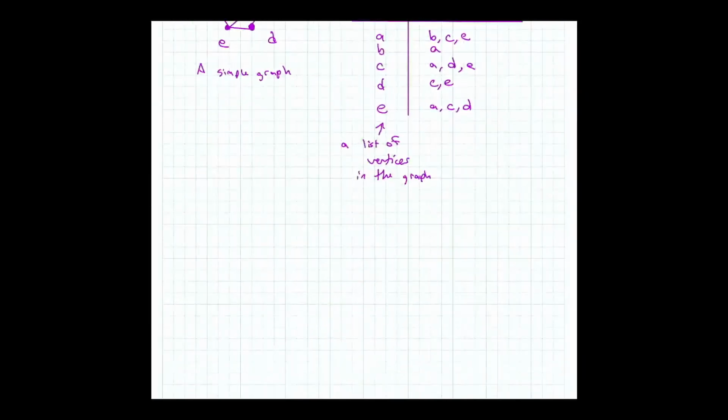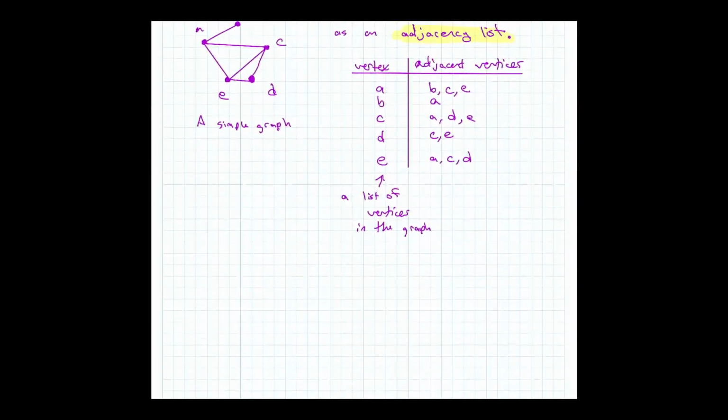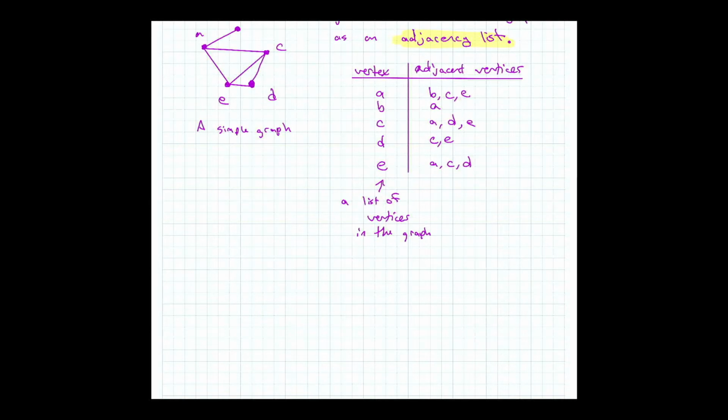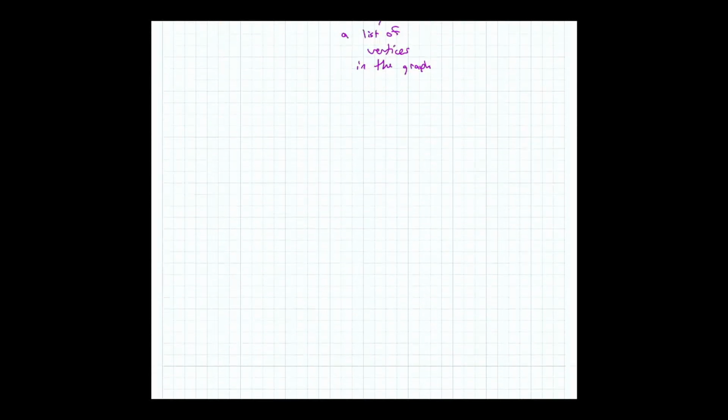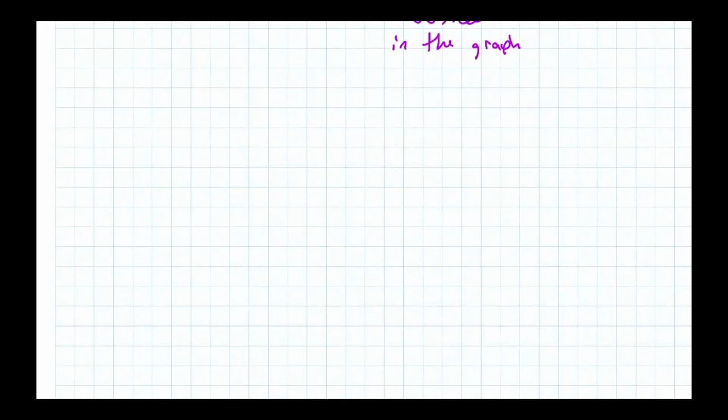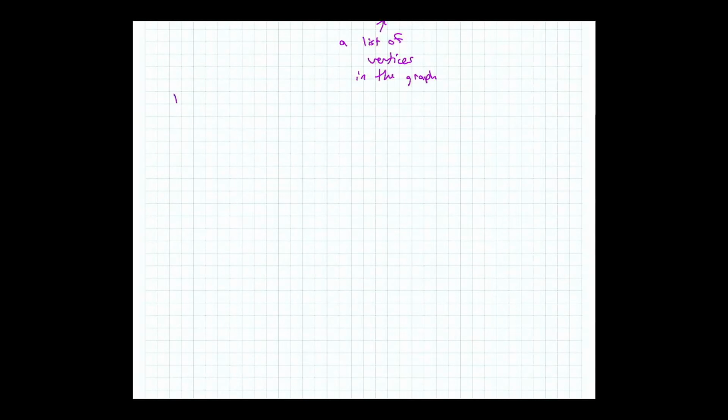You can do this for directed graphs, which you just would have to pay attention to what is the initial vertex and what is the terminal vertex. Basically what you would do is change this column to initial vertex and this column to terminal vertices. So let's just do one example of that. Directed graph example.